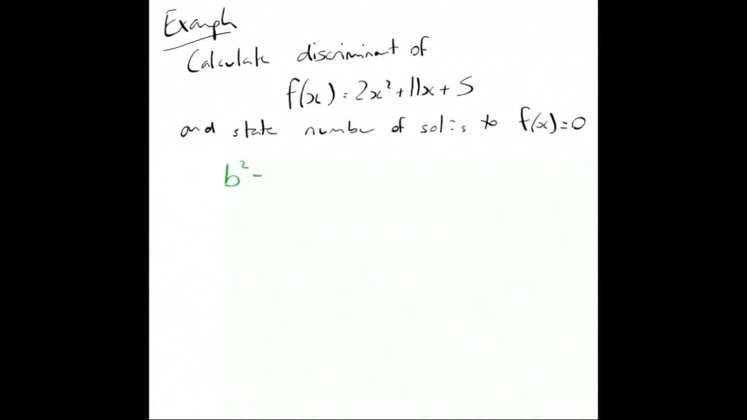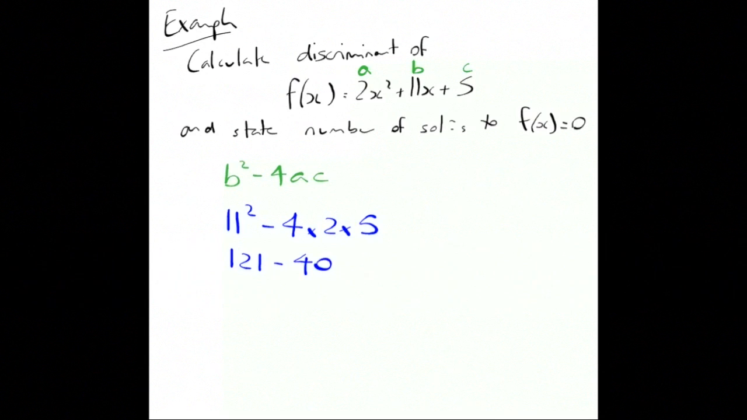Looking at the discriminant, b squared minus 4ac, so that's going to be 11 squared, because the 11 is the coefficient of x, minus 4 times 2 times 5. 11 squared, we all know, is 121. Take away 4 times 2 times 5, 40. That gives us 81. We know this is positive, so if the discriminant is positive, it tells us there are two distinct solutions.